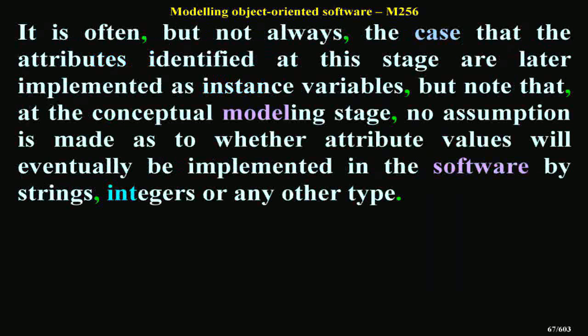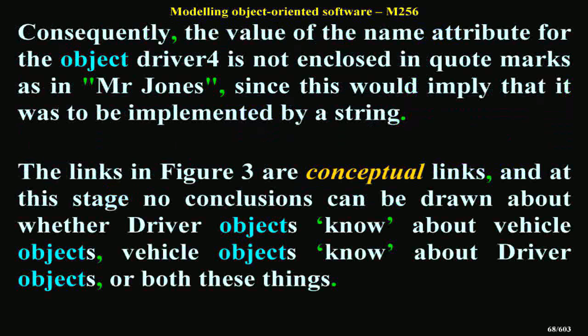It is often, but not always, the case that the attributes identified at this stage are later implemented as instance variables, but note that, at the conceptual modeling stage, no assumption is made as to whether attribute values will eventually be implemented in the software by strings, integers or any other type. Consequently, the value of the name attribute for the object driver 4 is not enclosed in quote marks as in "Mr. Jones", since this would imply that it was to be implemented by a string.